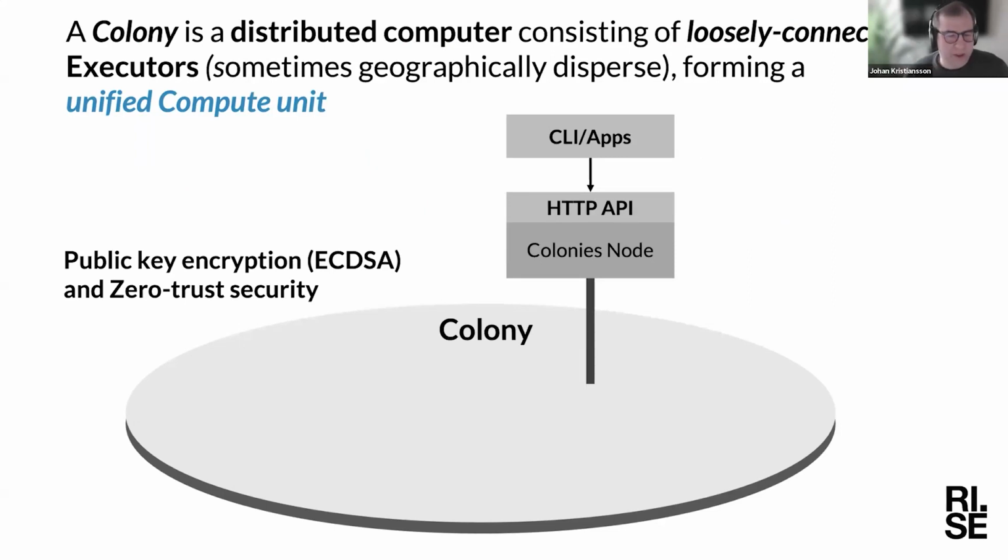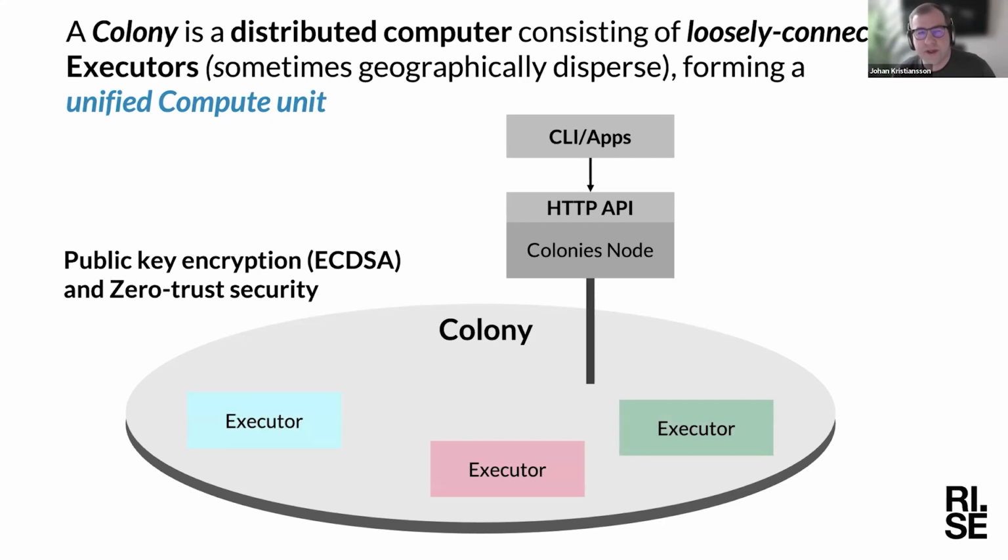So coming back to this colony, why is it called colony? A colony is basically a loosely connected set of executors, and there are several of these executors. They form a group or a unit, a unified compute unit, and that's called a colony. And one of the main mechanisms to implement it is public key encryption and zero trust security.